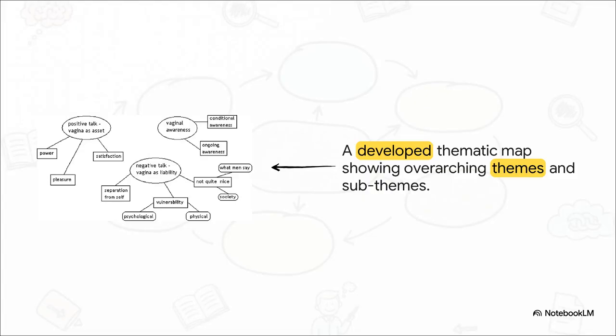Now, what's really interesting about this slide is how a developed visual thematic map looks in practice. You can clearly see how messy, individual initial codes have blossomed into structured, overarching themes. Things like positive talk versus negative talk, and their respective sub-themes, like pleasure or vulnerability. This map acts as a visual blueprint of your constructed walls. It helps you see the entire architecture of your findings at a single, quick glance.